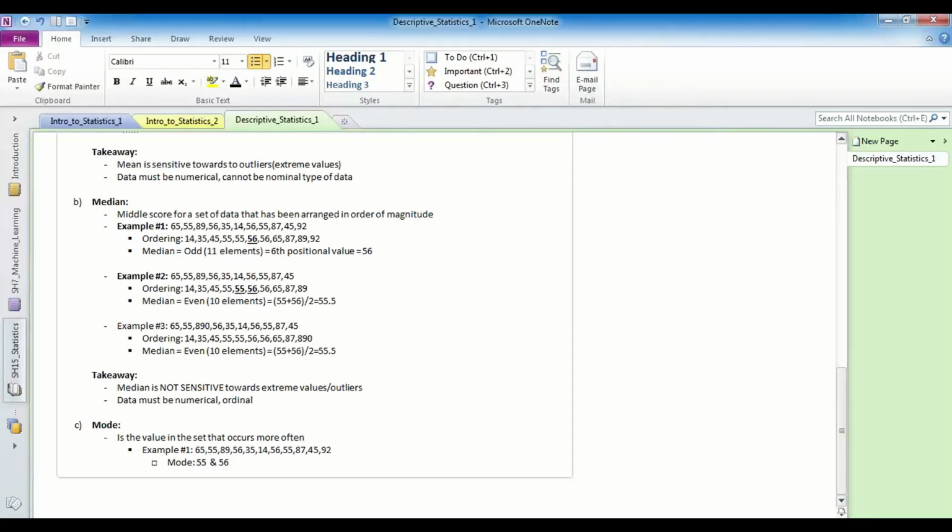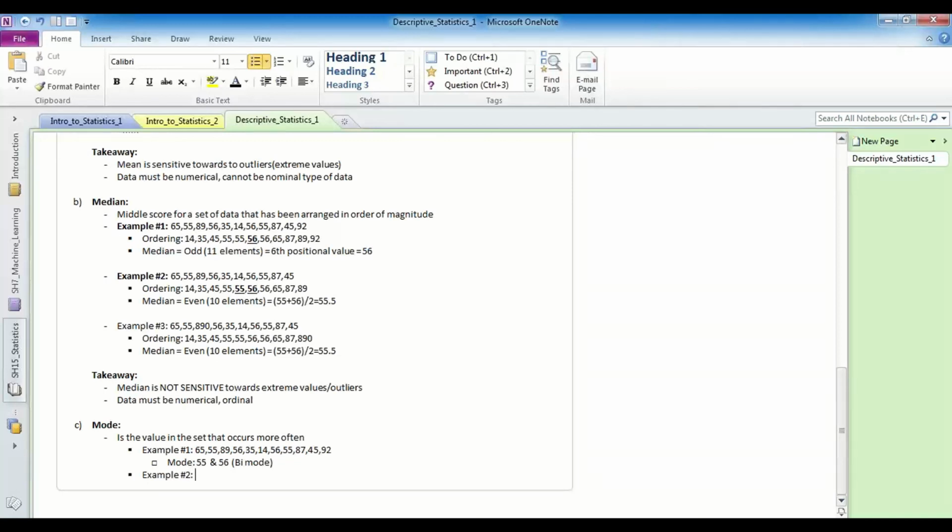So it means in this particular set of 11 elements, there are two elements which are getting repeated twice. So the reason we call it a bimode is that there are two elements which are most frequently repeated. So we generally label such examples as bimode.